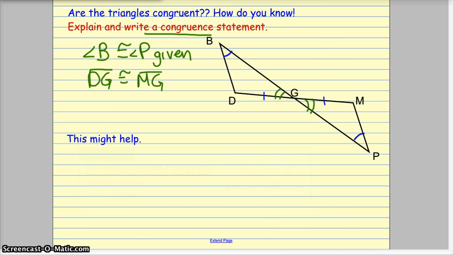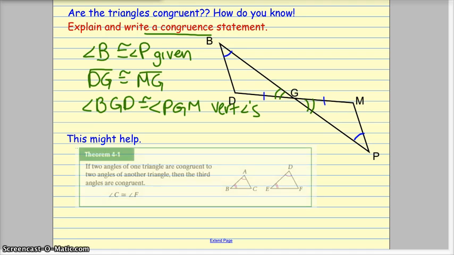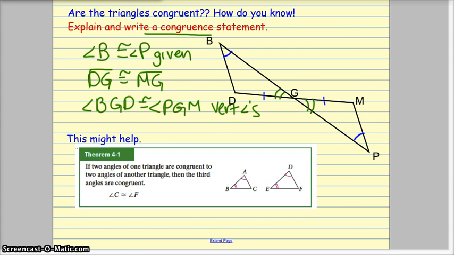I can recognize that angle BGD is congruent to angle PGM, making sure to use all three letters here so that you know what direction the angle is going, because they're vertical angles. But that's all I can assume at this point. So given the current information, no, I don't know that the triangles are congruent. But this might help. This says that if two angles of one triangle are congruent to two angles of another triangle, then the third are congruent.